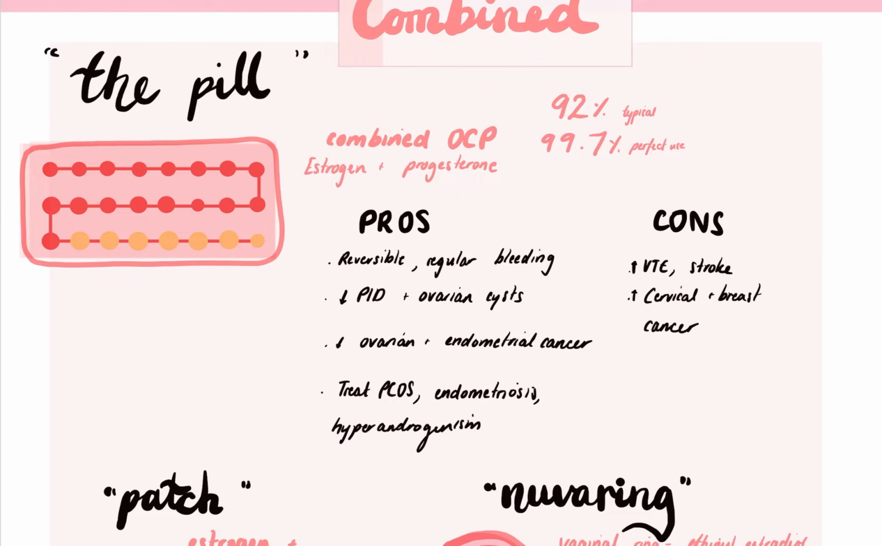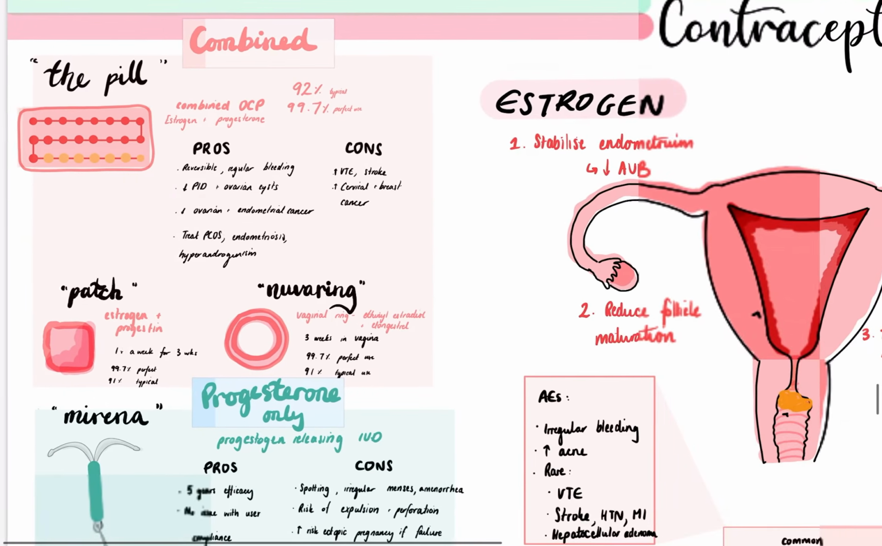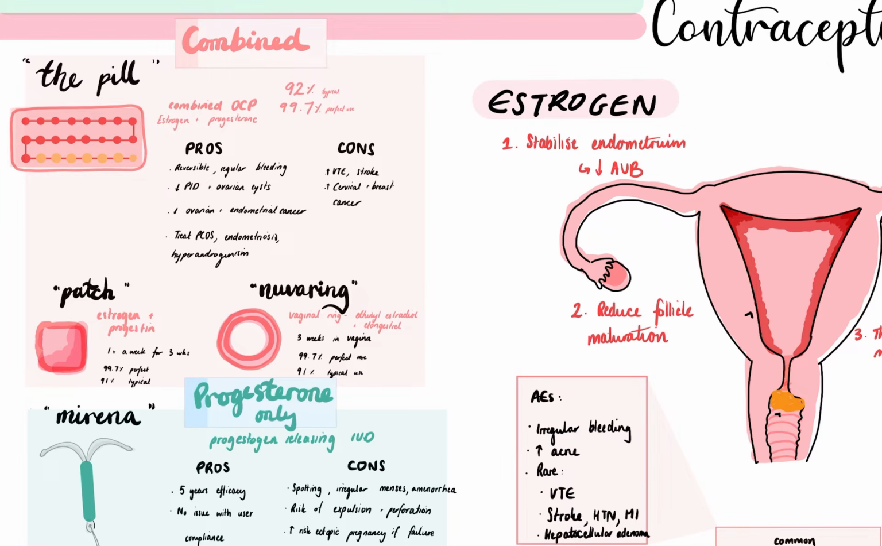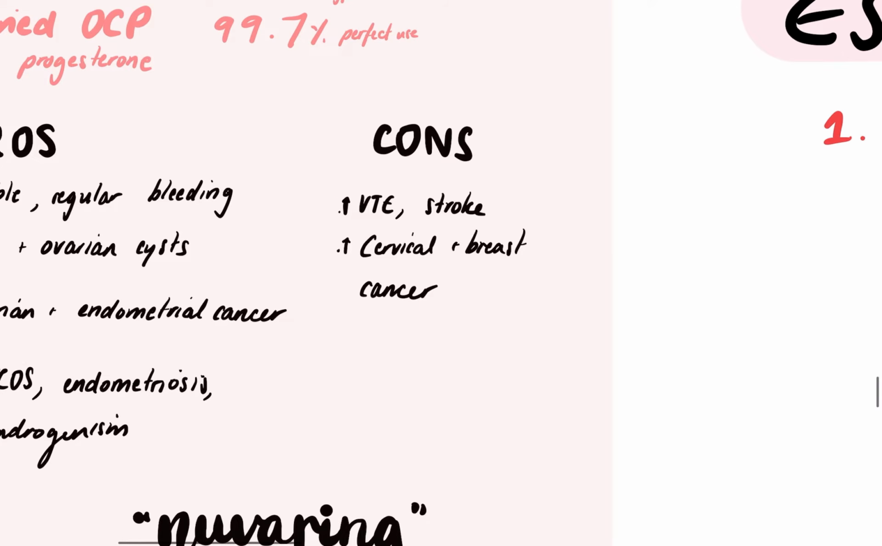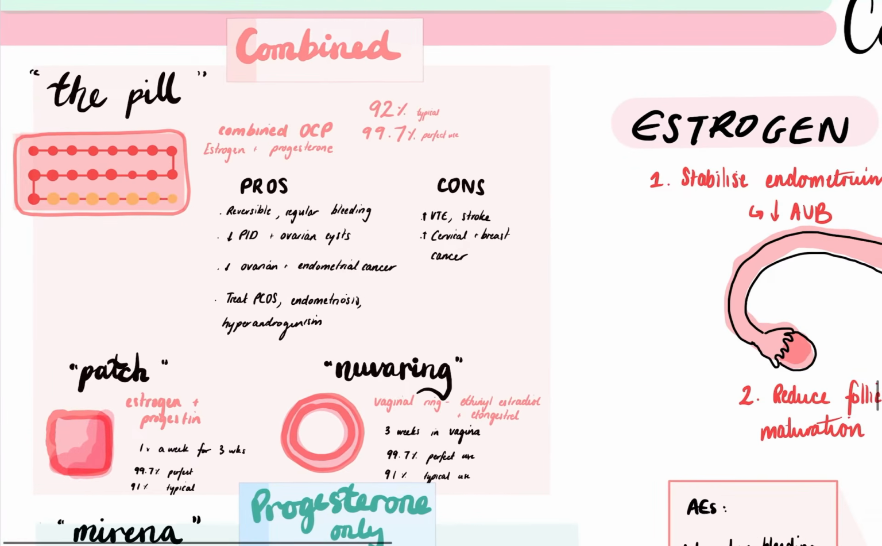The cons of the pill are kind of those ones that are covered by estrogen. So it does increase your risk of clots, so venous thromboembolisms and strokes. And, interesting to note, it does increase your risk of cervical or breast cancer. So hence, having breast cancer is a contraindication to receiving estrogenic or combined hormonal contraception.